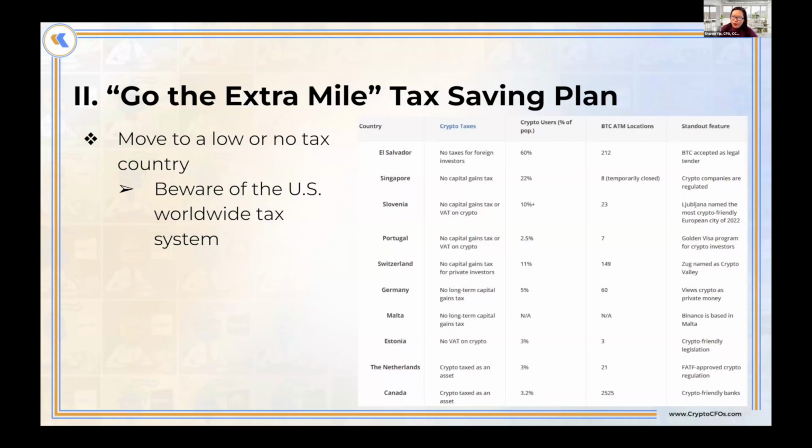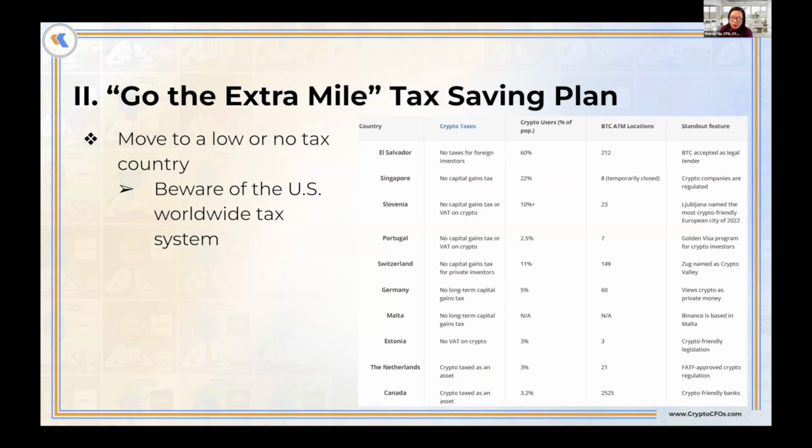Now, if you want to go even further, you can move to a crypto-friendly or low-tax country. Some examples of crypto-friendly countries include El Salvador, Singapore, Slovenia, Portugal, Switzerland, Germany, Malta, Estonia, the Netherlands, and Canada.